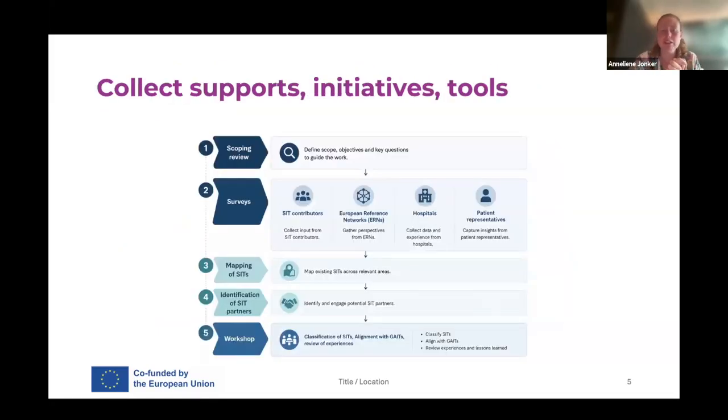So in order to do this, we've really tried to bring together a number of sources from the European Commission, and the entire community came together and helped us bring all the different tools, incentives, and platforms together. So we've had an open survey, we've consulted the different European reference networks, we've done a number of surveys in hospitals and healthcare providers, and we've done surveys with patient representatives. And each one of them we asked, what are the tools that you're using? What are the platforms you're using? What are the initiatives that you're using?